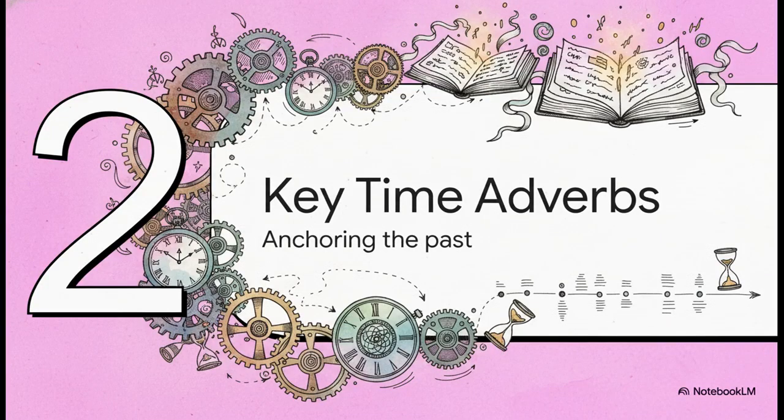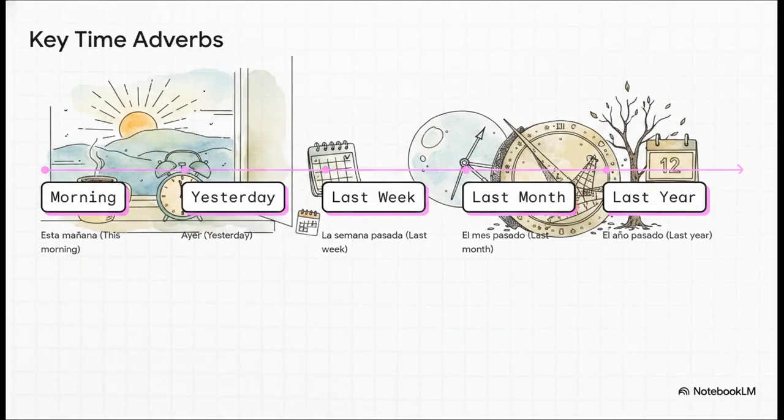Moving right along to Section 2, time traveling, anchoring our sentences in the past with key adverbs. Because think about it, to successfully talk about the past, we need the right tools. Verbs are great, obviously, but without time markers, the person you're talking to won't know exactly when these actions happened. So, let's take a little journey backward in time. Think of these phrases like your time machine coordinates.